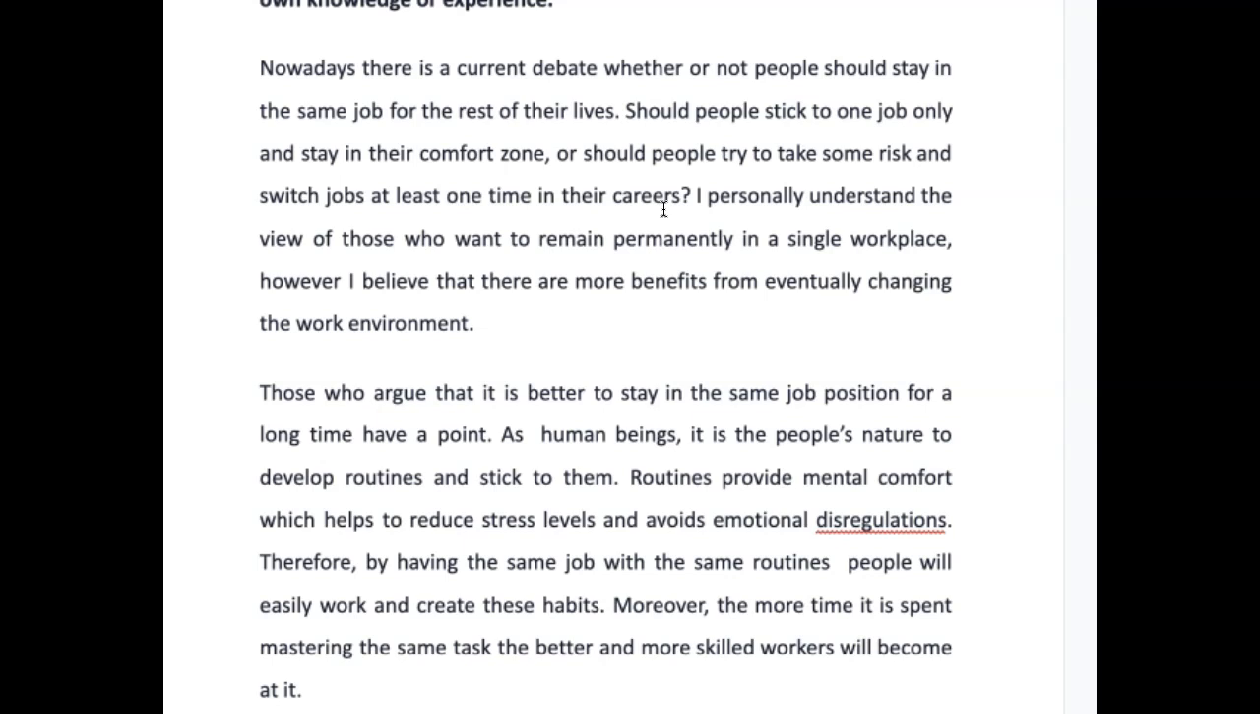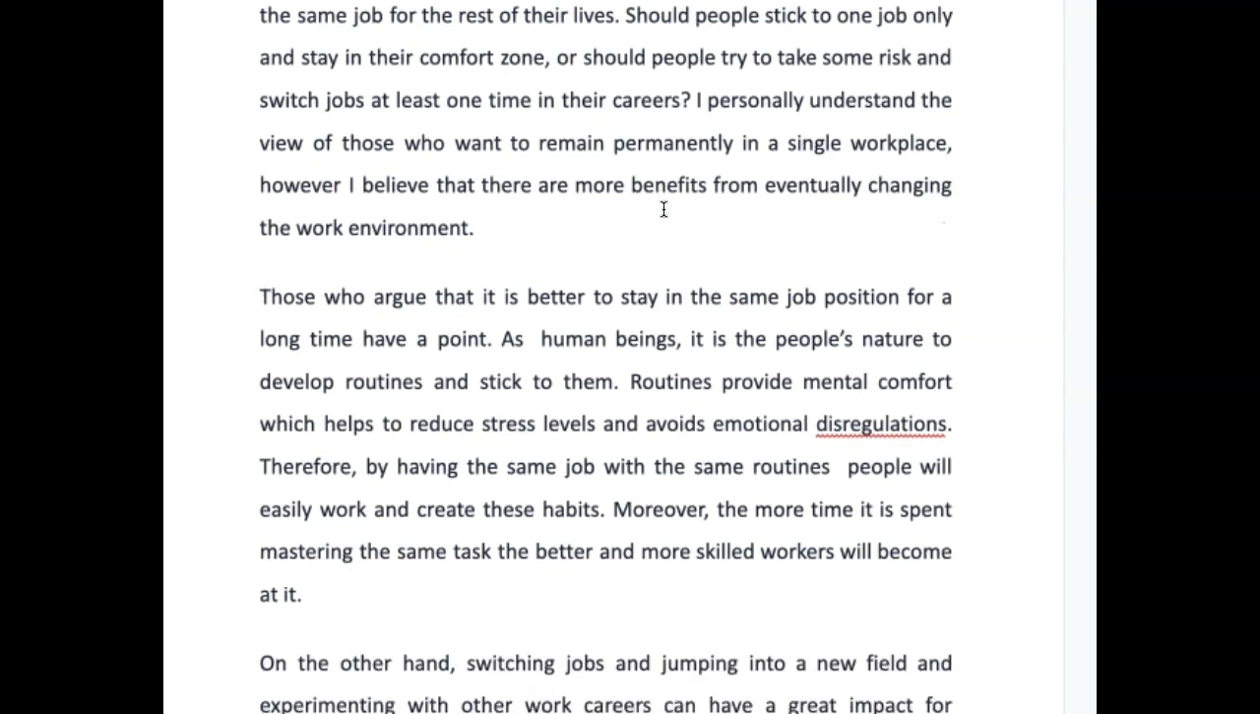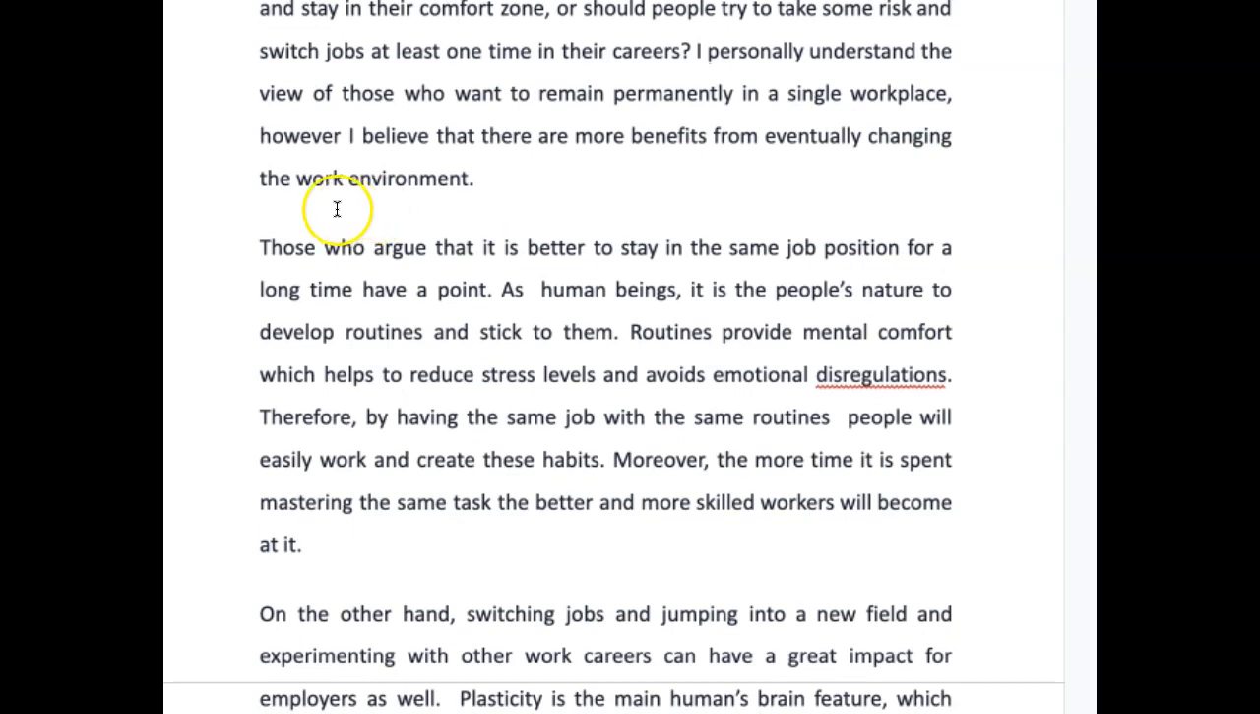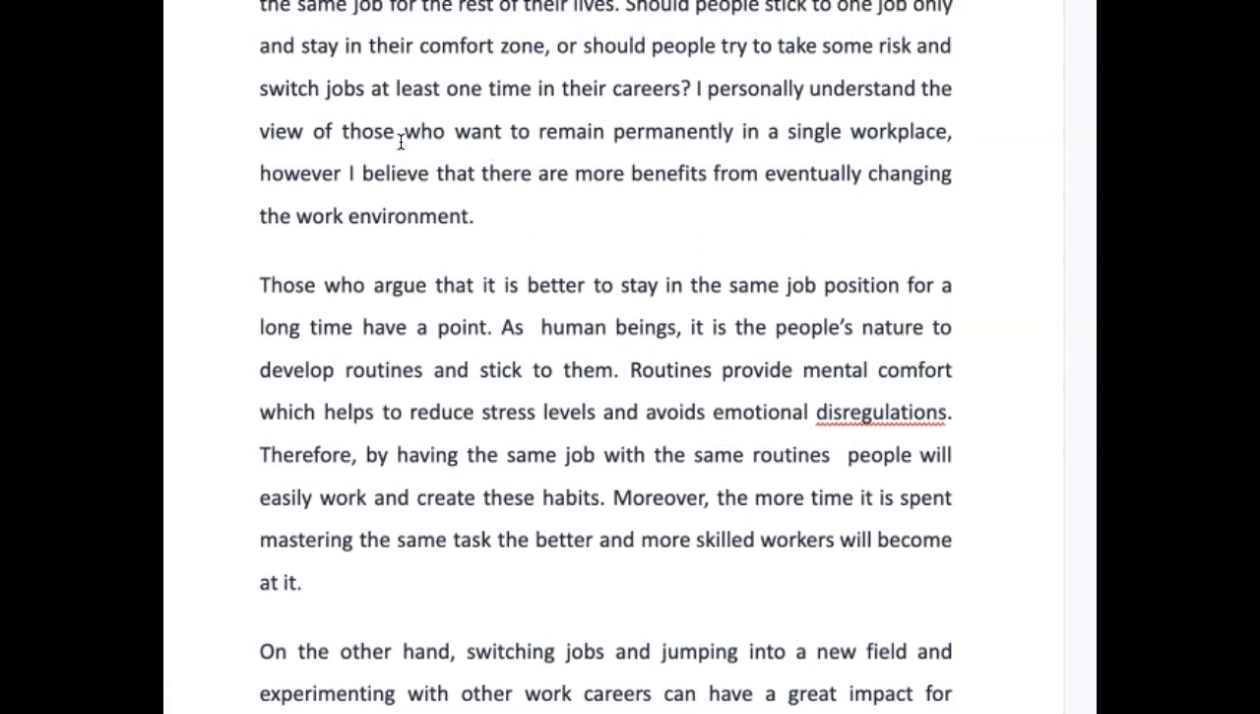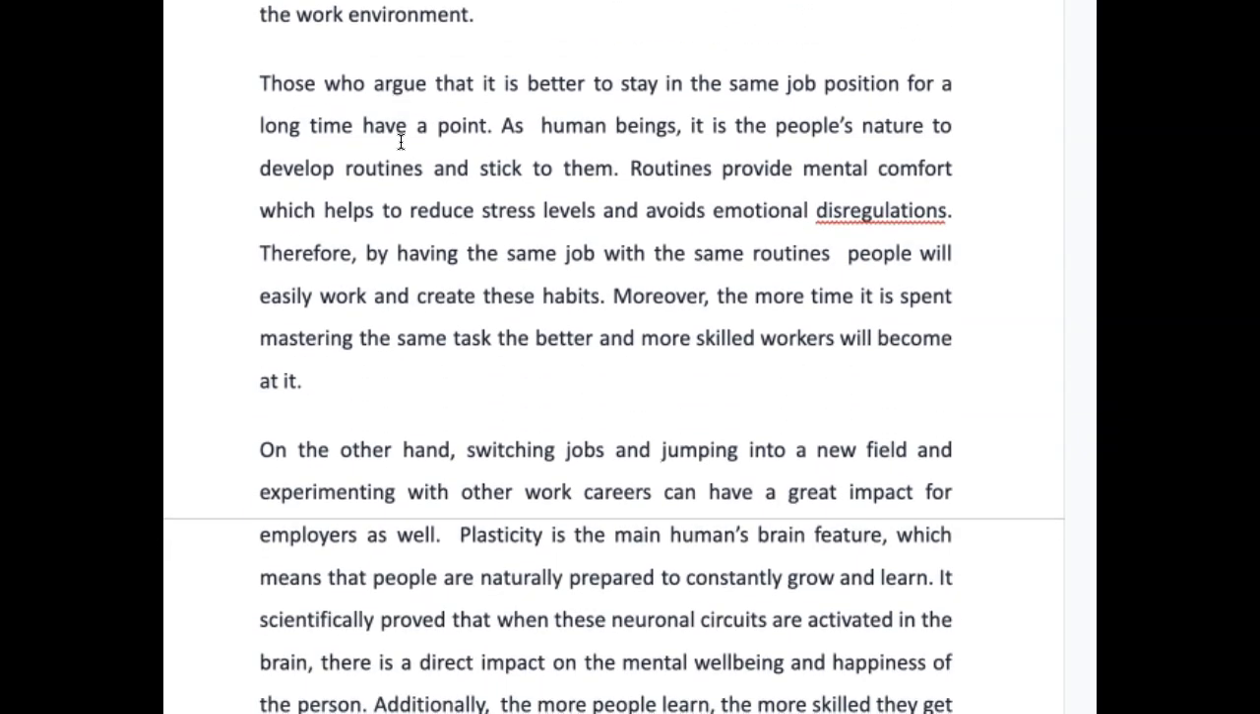Personally, I understand the view of those who want to remain permanently in a single workplace. However, I believe that there are more benefits from eventually changing the work environment. Great. Be careful. Changing the work environment just means like, I'm going to work standing up, or I'm going to work in a cafe, or I'm going to work in the other office today. And that doesn't mean changing careers, which is what your intention is with the sentence.